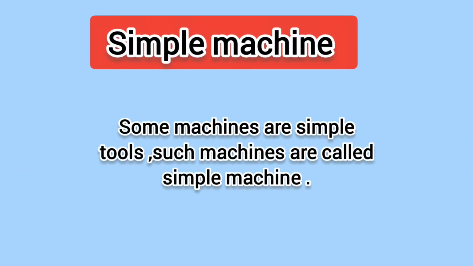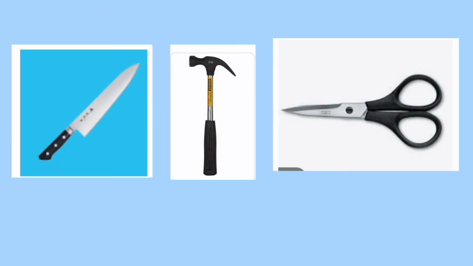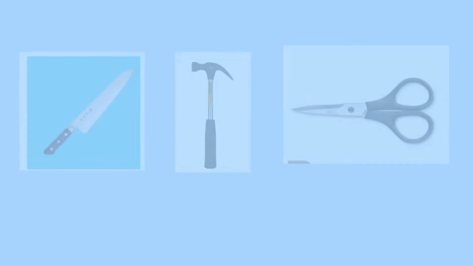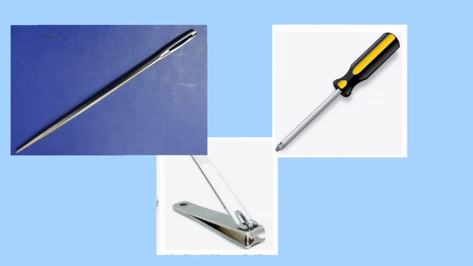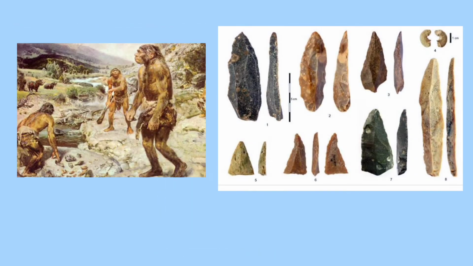Some machines are simple tools. Such machines are called simple machines. A knife, a hammer, a pair of scissors, a needle, a screwdriver, a nail cutter, all are examples of simple machines. Probably the first simple machine used by early humans were strong sticks to dig the tuber or a sharp stone to chop the meat and remove animal skin.